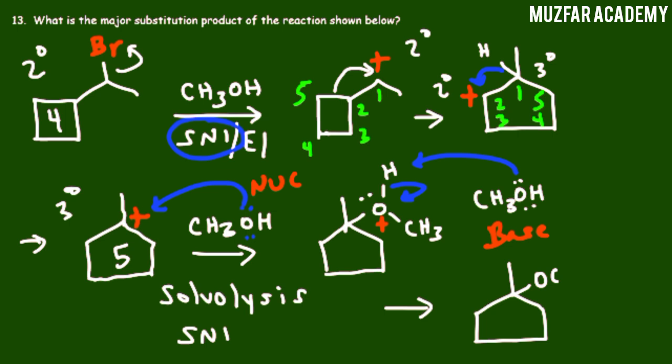So the end result is that we get an ether. So this is 1-methoxy, 1-methyl, cyclopentane. So that's the major product for this reaction.